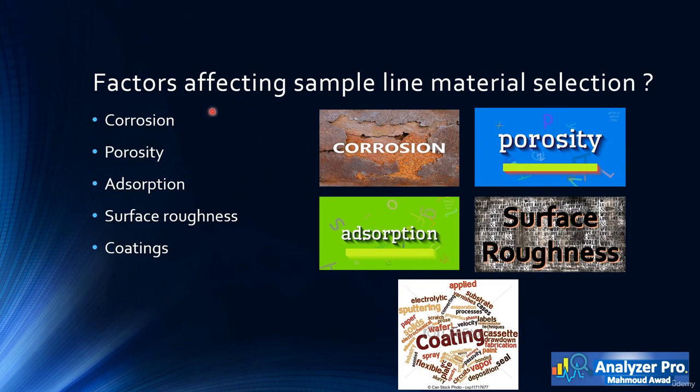What are the factors affecting sample line material selection? Corrosion, porosity, adsorption, surface roughness, coatings.